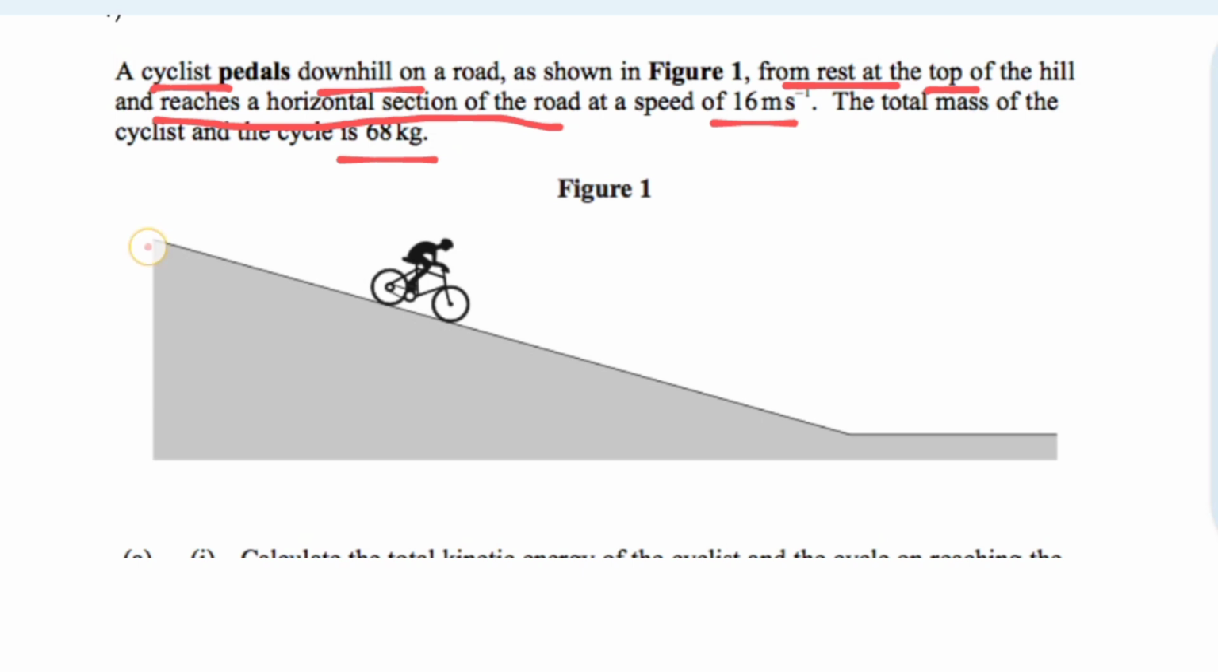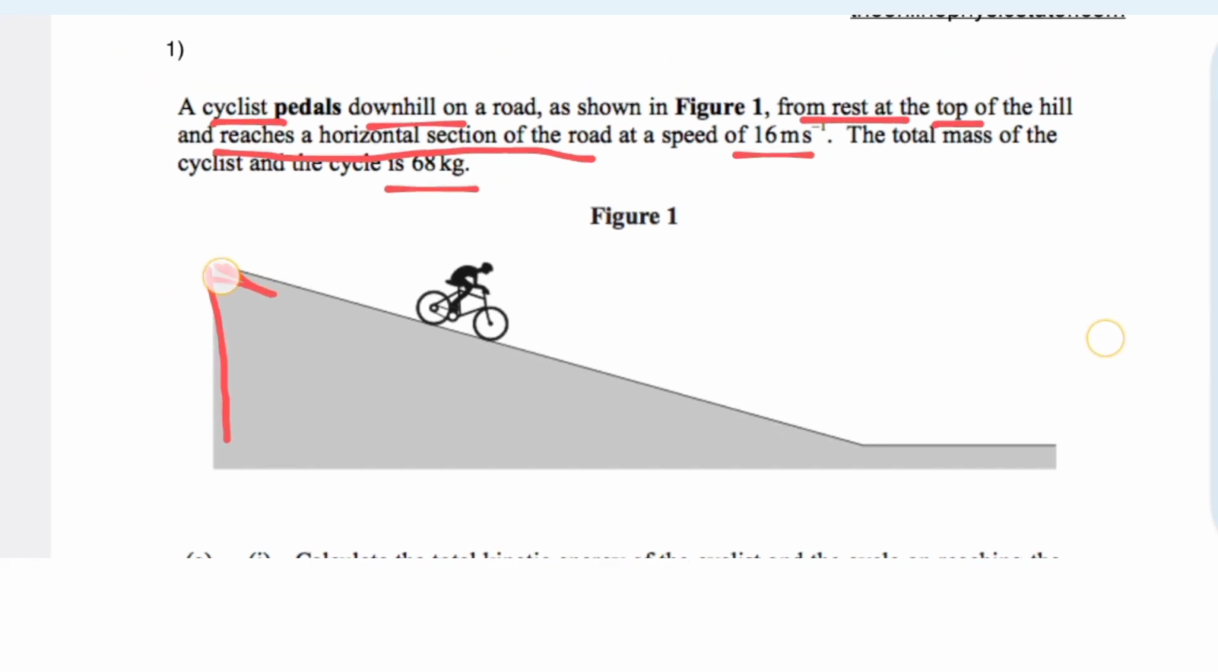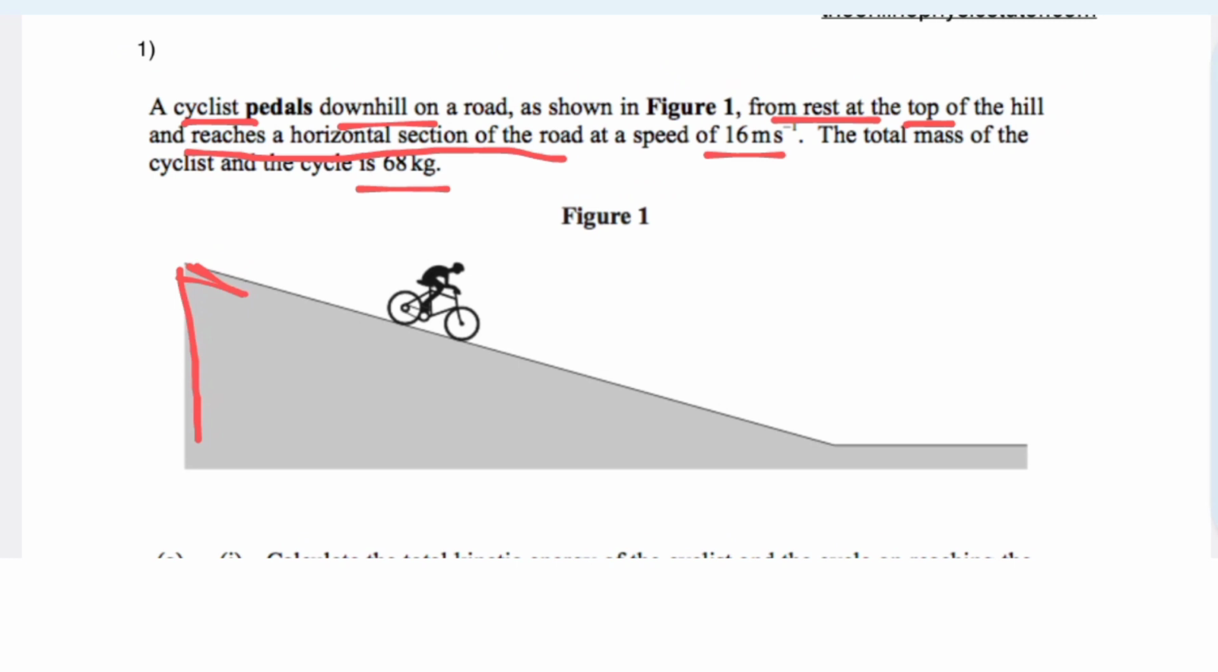So this is a given, and we have a cyclist at the top of the hill. So the cyclist is moving down. Okay, he's riding the bike, the cycle. So this is the starting point at the top of the hill, and it reaches down to a horizontal surface, right? Okay, so at the start he started from rest, it says, right?